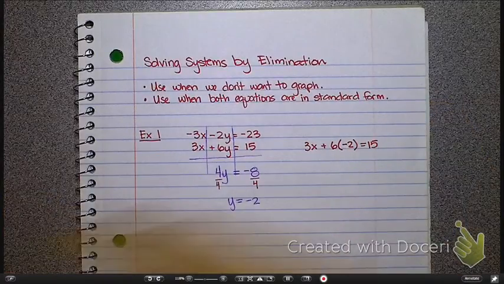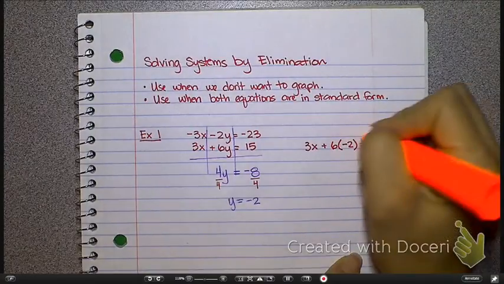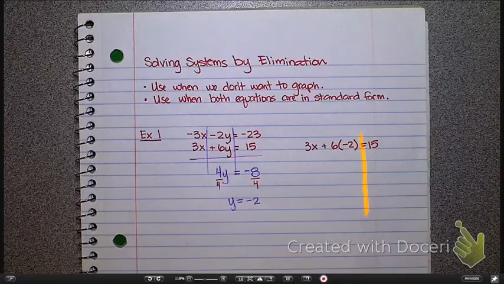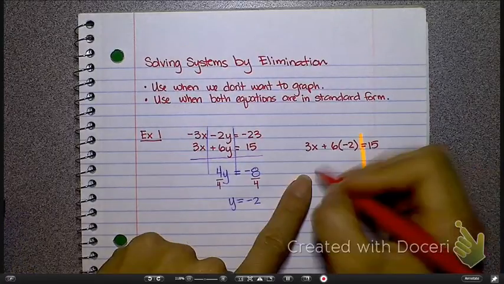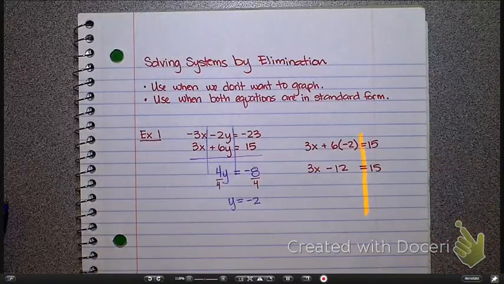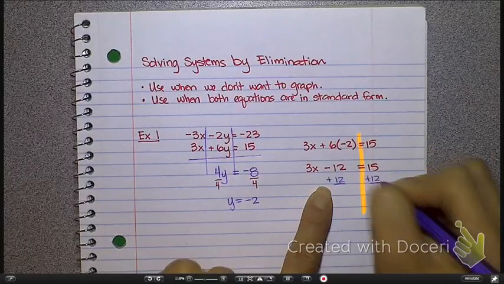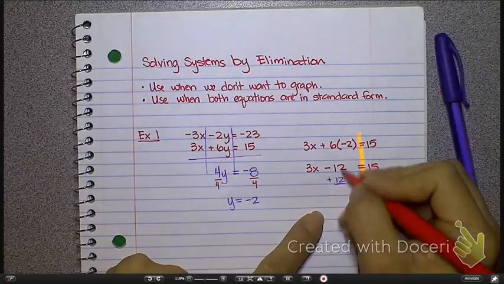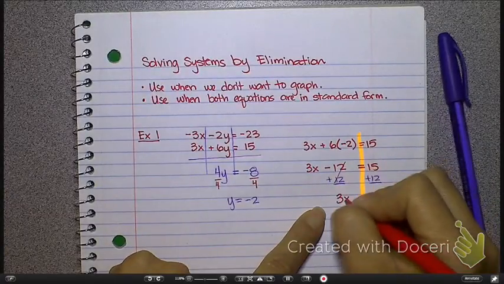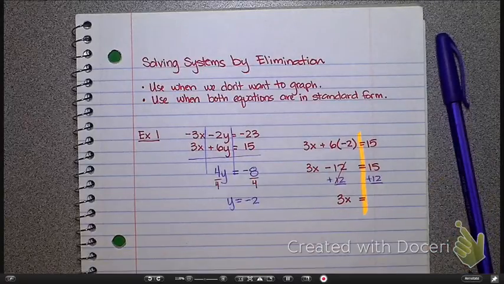All right, now all I have to do is solve this equation for x, and then I have my ordered pair. Okay? So here's what I get: 3x minus 12 equals 15. Now, what am I going to do to isolate x here? Add 12 to both sides. And then after that, what am I going to do? You're going to divide by 3. Yeah, divide by 3, right?